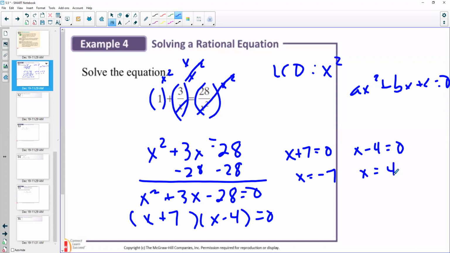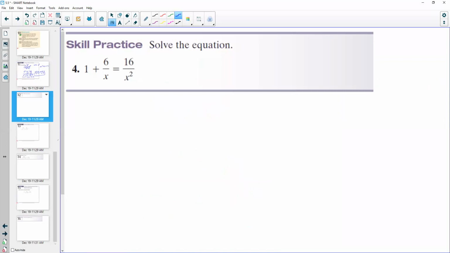And now we'll pause for a second and say, okay, if I put either of those in my denominator, both would be fine, therefore both work. All right, here's the next one.